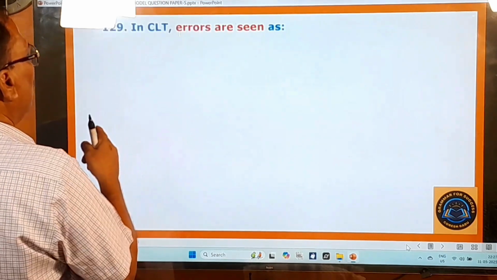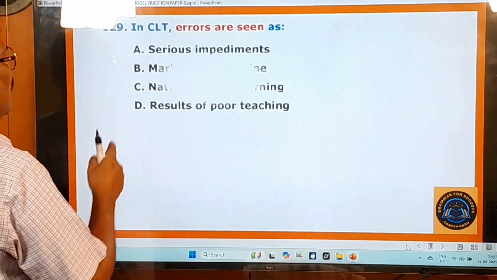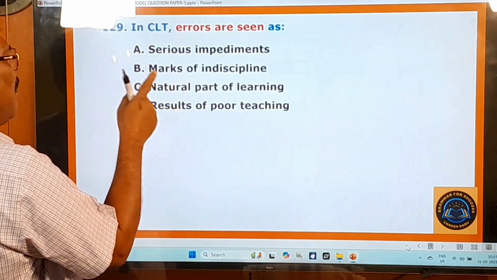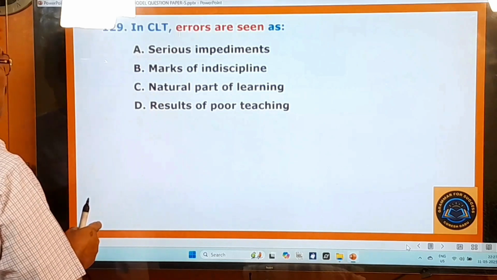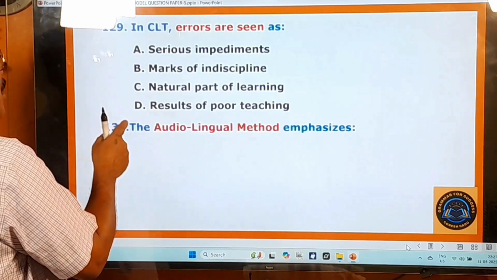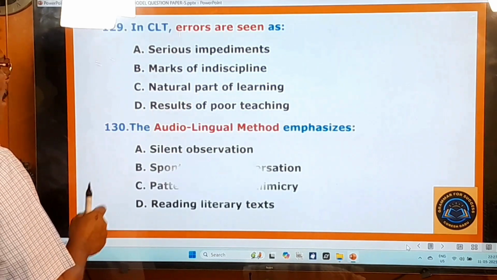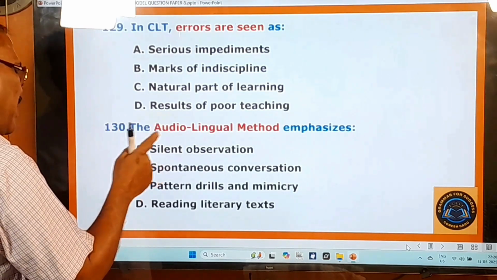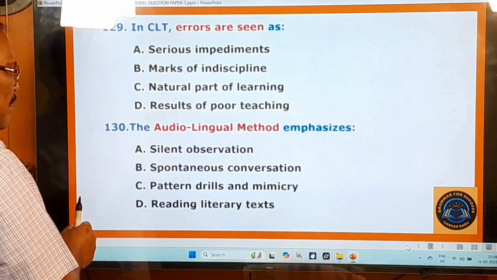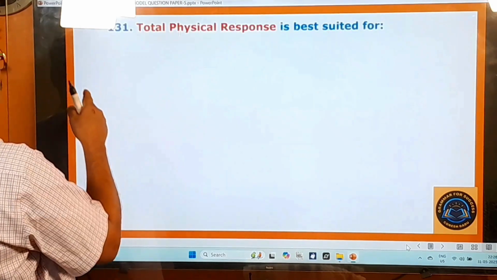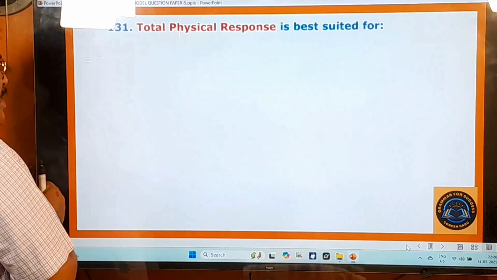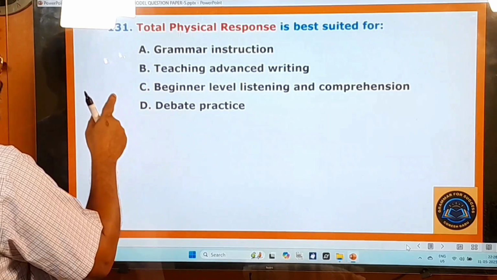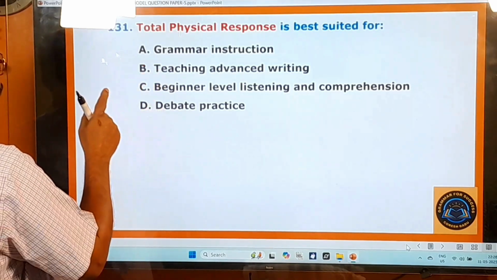129th question. In CLT, errors are seen as serious impediments, marks of indiscipline, natural part of learning, results of poor teaching. 130th question. The audio-lingual method emphasizes silent observation, spontaneous conversation, pattern drills and mimicry, reading literary texts. 131st question. Total physical response is best suited for grammar instruction, teaching advanced writing, beginner level listening and comprehension, debate practice.